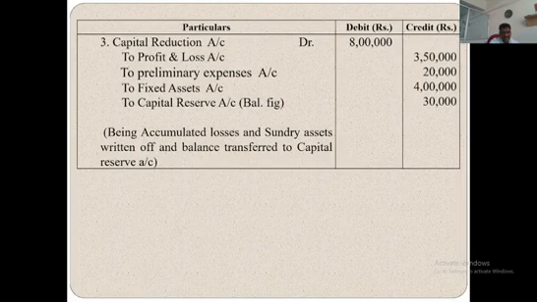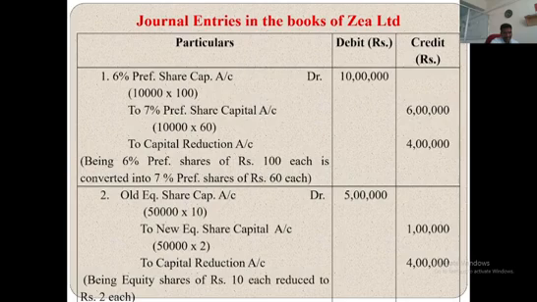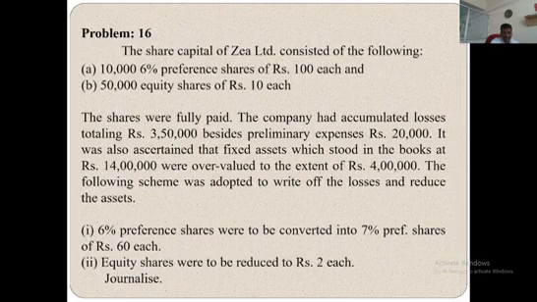So capital reduction account debit 8 lakh, to accumulated loss account, that means profit and loss account 3,50,000, to preliminary expenses 20,000, to fixed assets. Fixed assets value how much? 14 lakh rupees. These assets are overvalued to the extent of rupees 4 lakh. Overvalued means what? Loss. Book value is more than sale value. Sale value less than book value means overvalued.